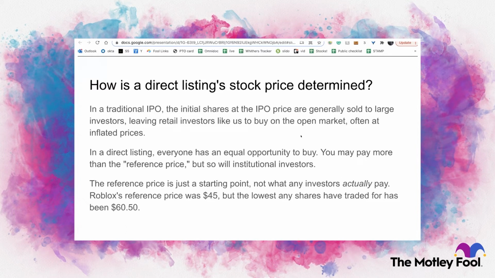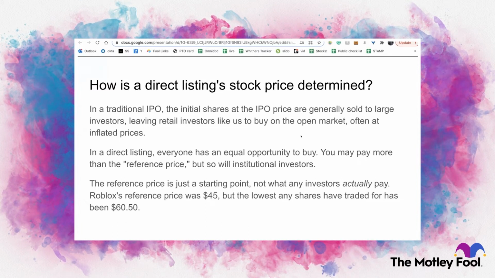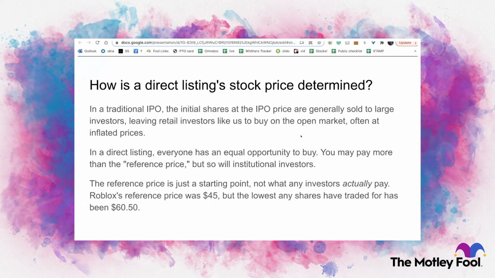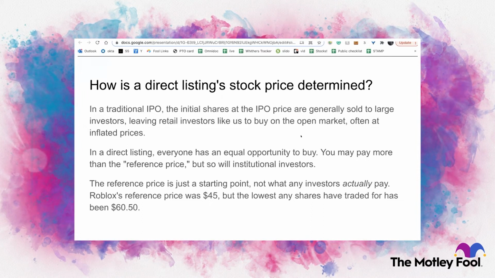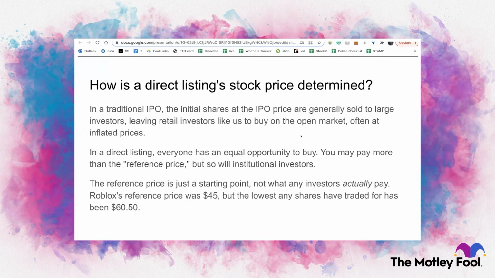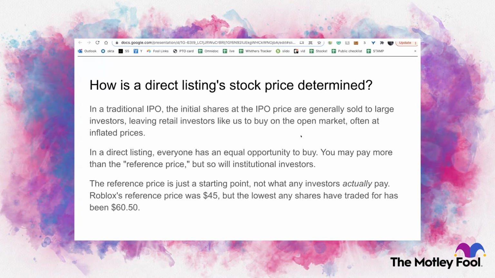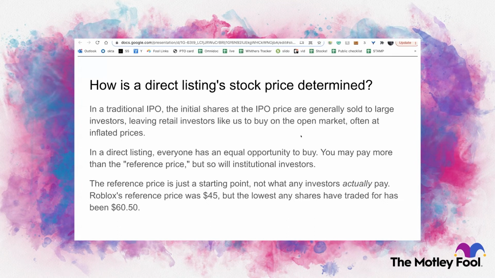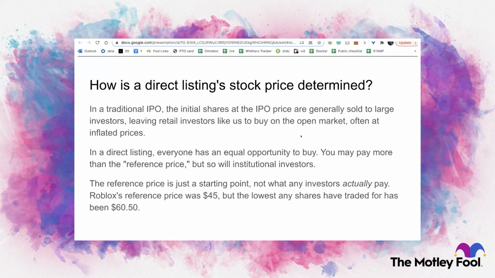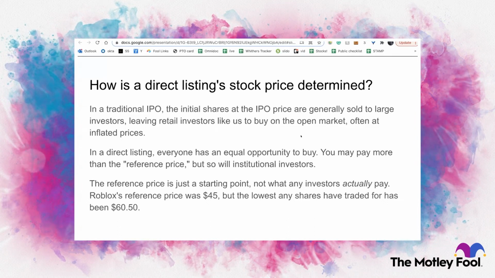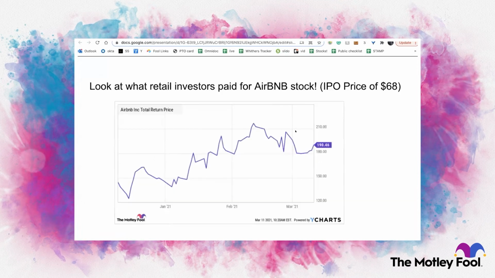So it really levels the playing field. It's not just supply and demand on the retail side. It's supply and demand on all sides. So if you're paying 60-something dollars for Roblox shares, that means the big investors are also willing to pay those prices. All right, so one more.